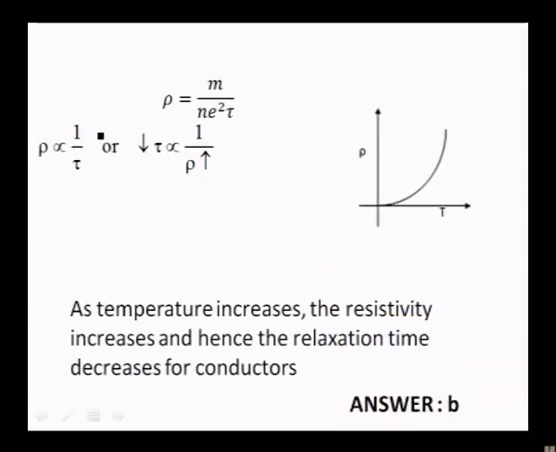We have a relation. This is resistivity which is equal to m divided by n e square tau. This resistivity and the relaxation time are inversely related. We have a graph, resistivity versus temperature. For conductors it is like this, increases with increase in temperature.